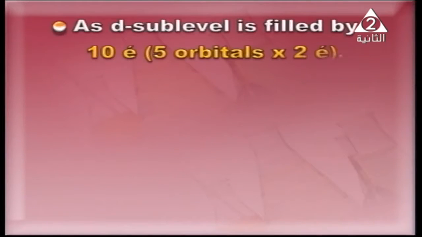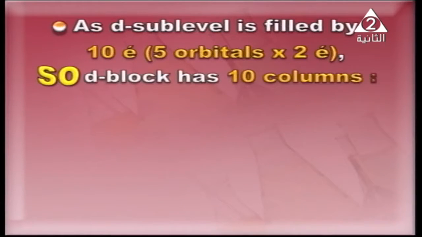My dear student, as the d sublevel is filled by 10 electrons, as we know, the d sublevel contains 5 orbitals, and these orbitals are filled by 10 electrons, as each orbital is filled by 2. So 5 orbitals times 2 electrons will be 10 electrons. So the D block has 10 columns as shown on the screen.